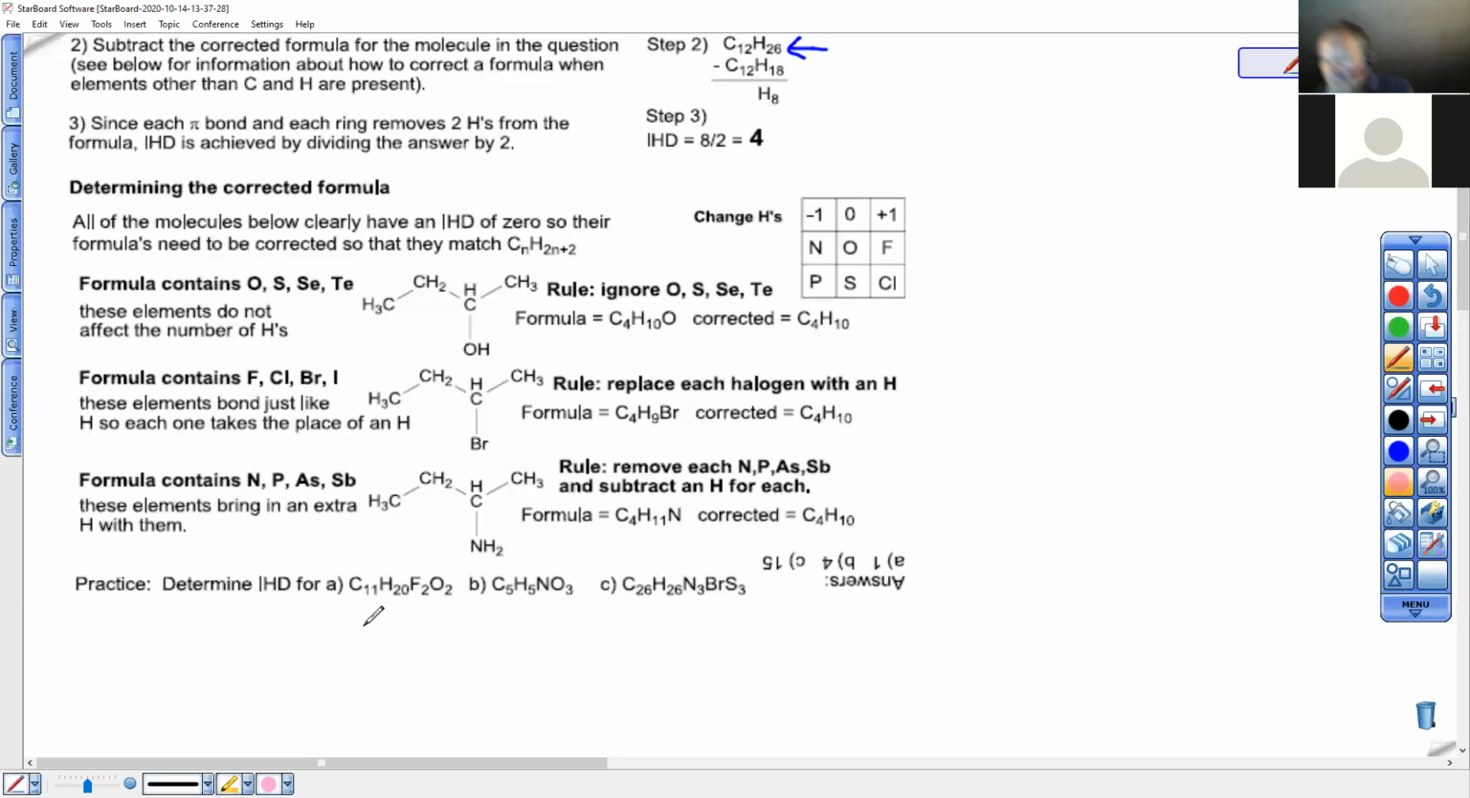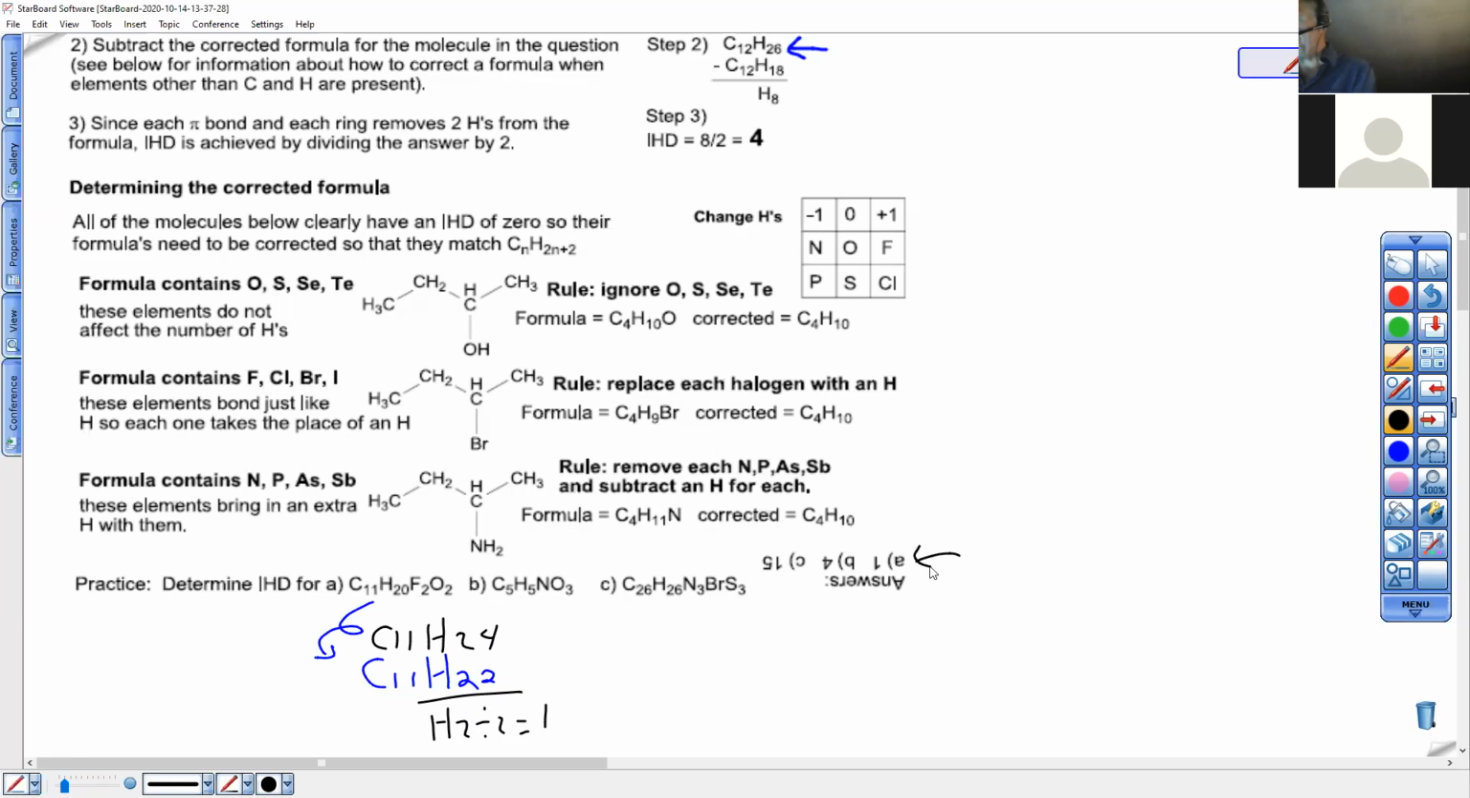How do you correct this formula? Oh, that's not what I wanted. It's kind of cool. That's going to be C11H22. Why? Because each fluorine has to be replaced with a hydrogen. The normal C11 is H24, 22 plus 2. Subtract, you get H2 divided by 2 equals answer 1, which is over here.